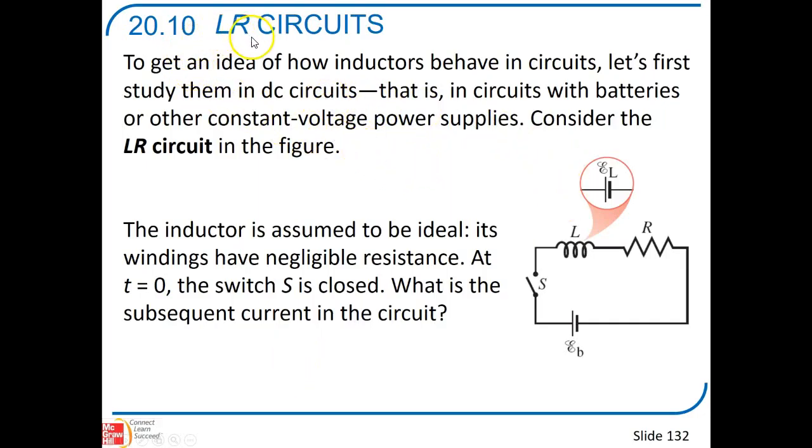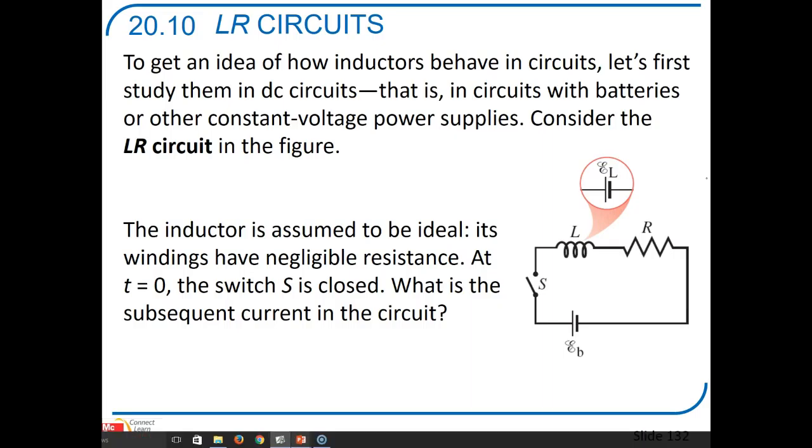This is 20.10. This is LR circuits, and so to get an idea how inductors behave, we can study them in a DC circuit. This is with circuits that have batteries or other constant voltage power supplies, so it's not alternating back and forth. So this is an LR circuit. It's got an inductor in it, and it also has a resistor in it.